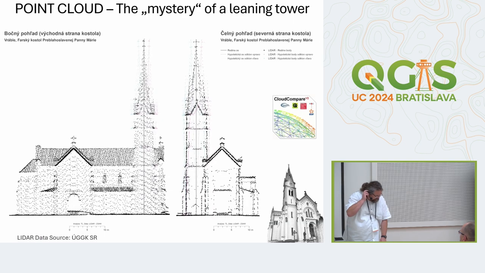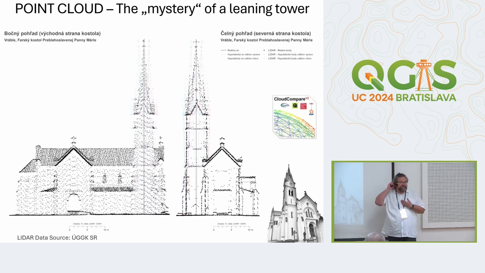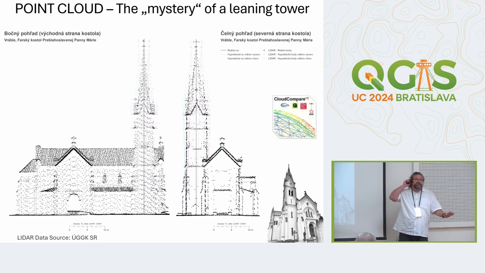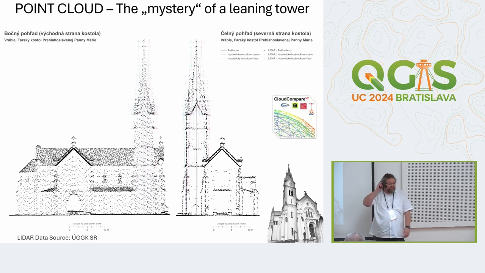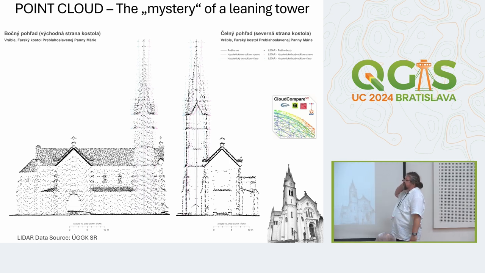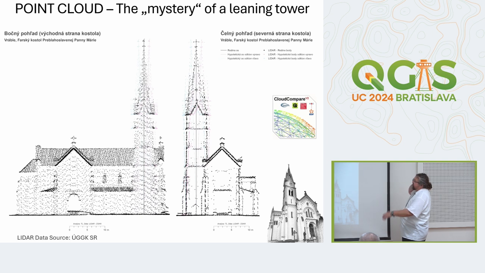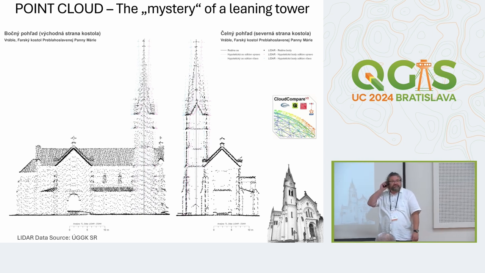But you can also use those point clouds for practical tasks. For instance, in my city, there was a legend that we have a leaning tower, and maybe it is the biggest inclination in Slovakia. So I used the LIDAR point cloud data for some analysis, and I came to the conclusion that our church tower is pretty straight.